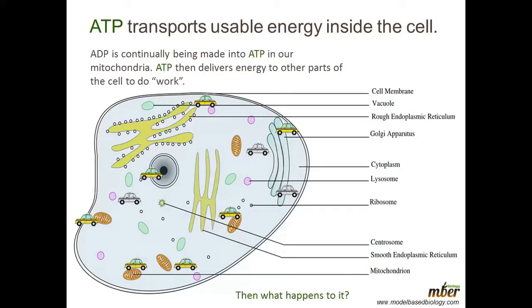ATP transports usable energy inside the cell. So ADP is continually being made into ATP in our mitochondria. And ATP then delivers energy to other parts of the cells for them to do their work or do whatever function they need to do. So here again with our model, and remember, this is an idea to help you understand. There are holes in it too, so just keep that in mind, that it's not the most perfect model, but it's actually pretty good. So here we've got these off-duty cabs, ADP, and then you've got your ATPs moving around. If you're trying to remember what goes first, ADP, the D is before the letter T in the alphabet. So first it's ADP, and then it gets made into ATP.